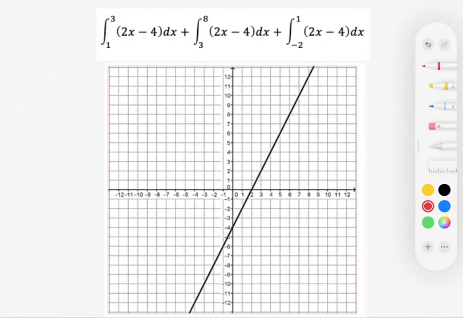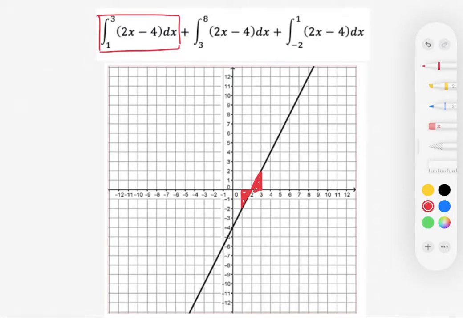So I'm going to mark out this first integral right here. This is the area under the curve between 1 and 3. And the linear function 2x minus 4 has already been graphed for us, so we're just finding that area between 1 and 3. So if I draw my line between 1 and 3, this would be the area that we are blocking off. And let's just go section by section.